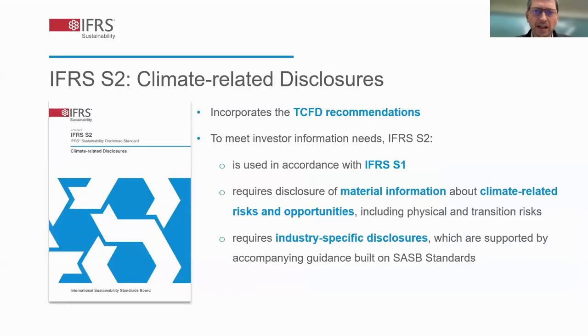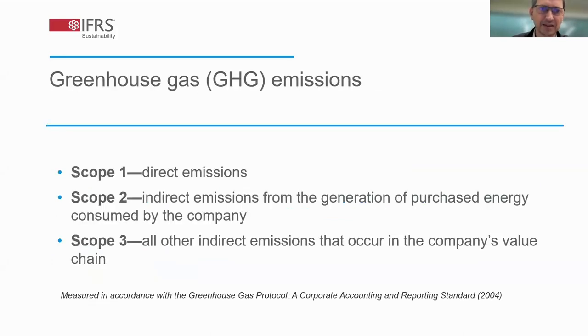Okay, so S2, the climate standard, is much more granular than S1. S1 is by its very nature very broad. S2 is an expansion of TCFD. It must be used together with S1, right? So S1 describes things like what we mean by materiality, that you're reporting for the same entity as the financial statements, that you must provide industry disclosure and so on. But then S2 goes into much more specific detail on climate-related disclosure.